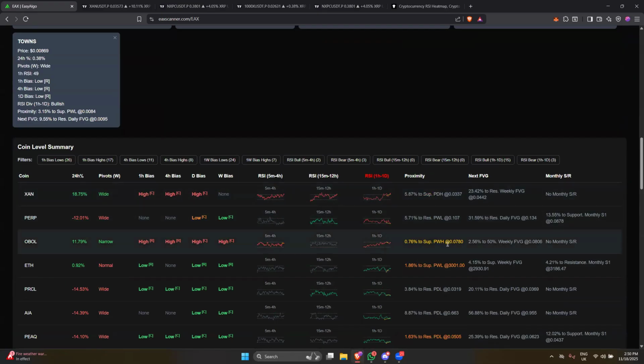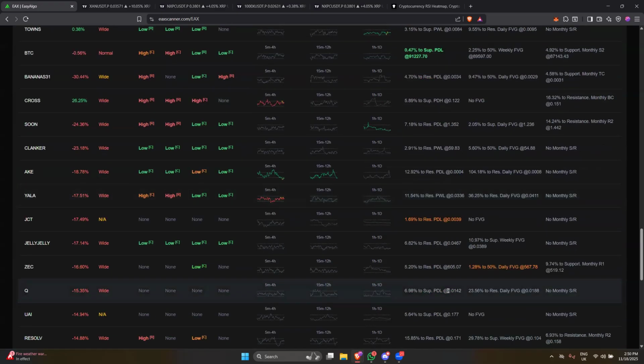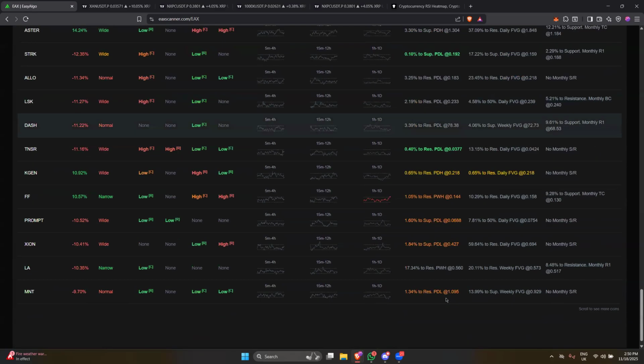Proximities: previous week high, previous week lows, previous day high, previous day lows, and also, what is the other one it does?